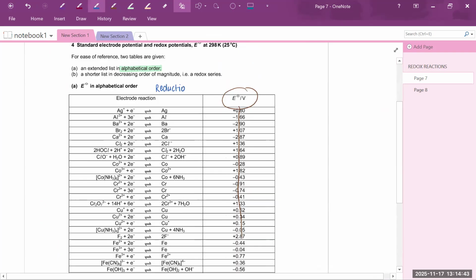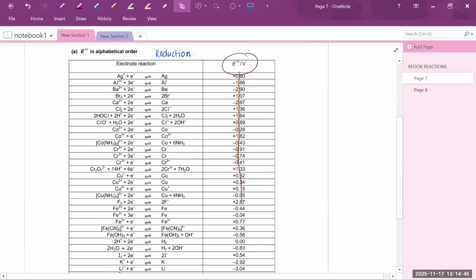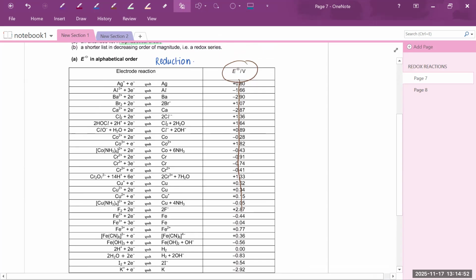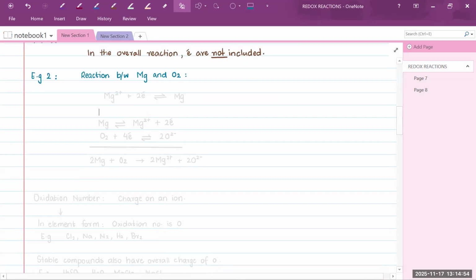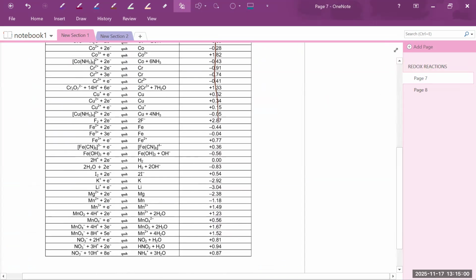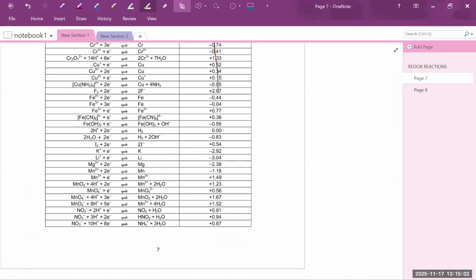But we know that not only reduction happens, both oxidation and reduction happen. So, for example, in this equation, we have a reaction between Mg and O2. Now we'll search for the Mg magnesium's reaction. Here it is.